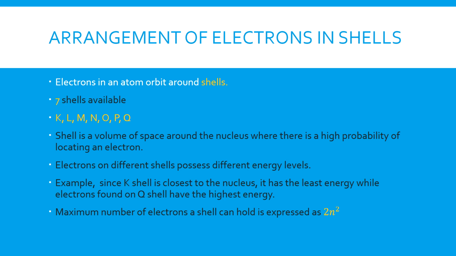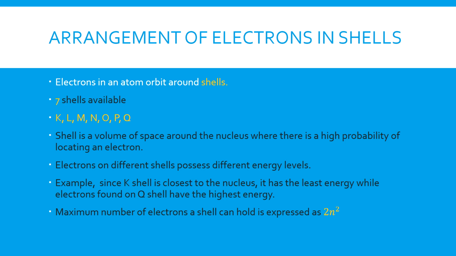Now, what then is a shell? A shell is basically a volume of space around the nucleus where there is a high probability of locating an electron. I think this definition is quite close to that of an orbital. But look at that of an orbital, you realize there is a little bit of difference. So the space around the nucleus where there's a high tendency of locating an electron.